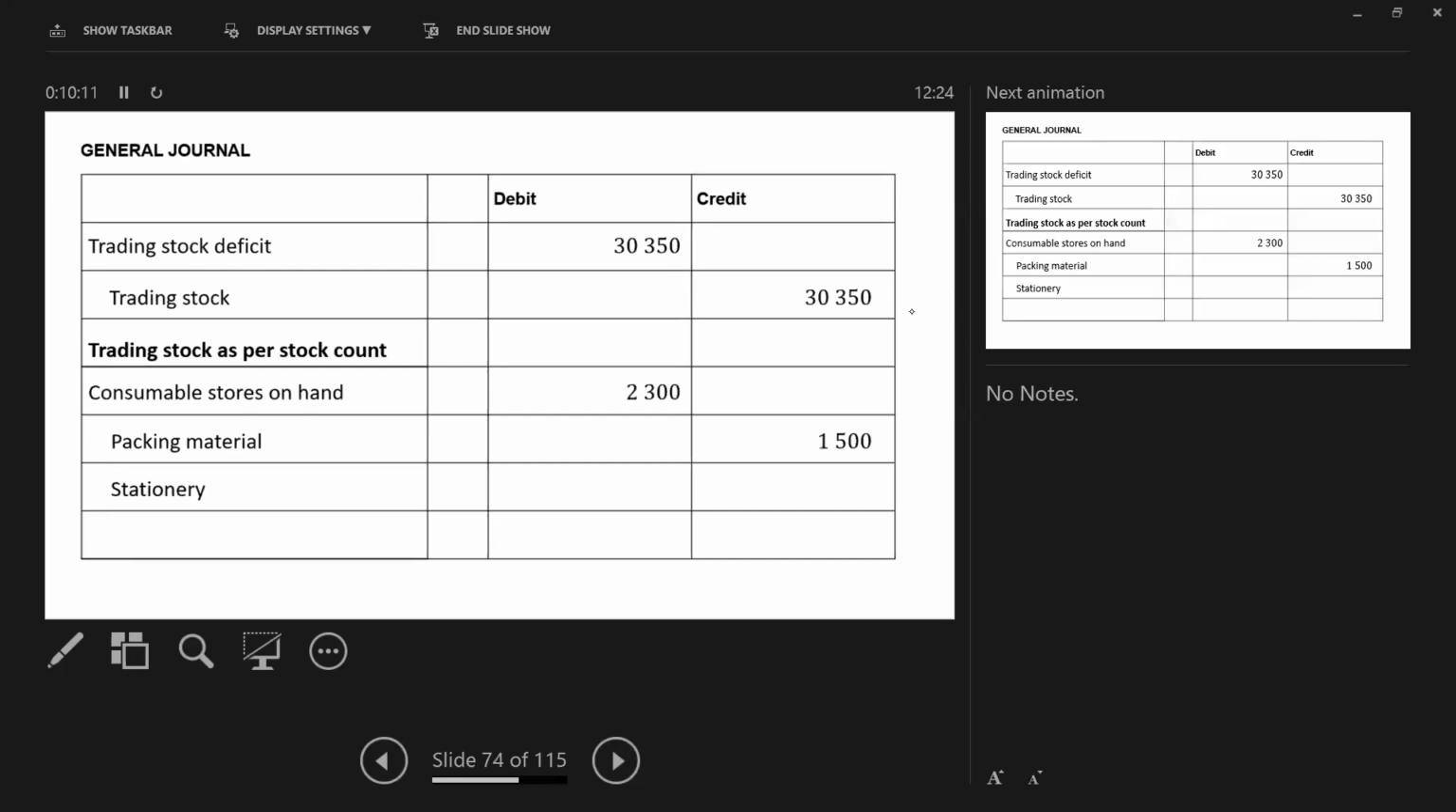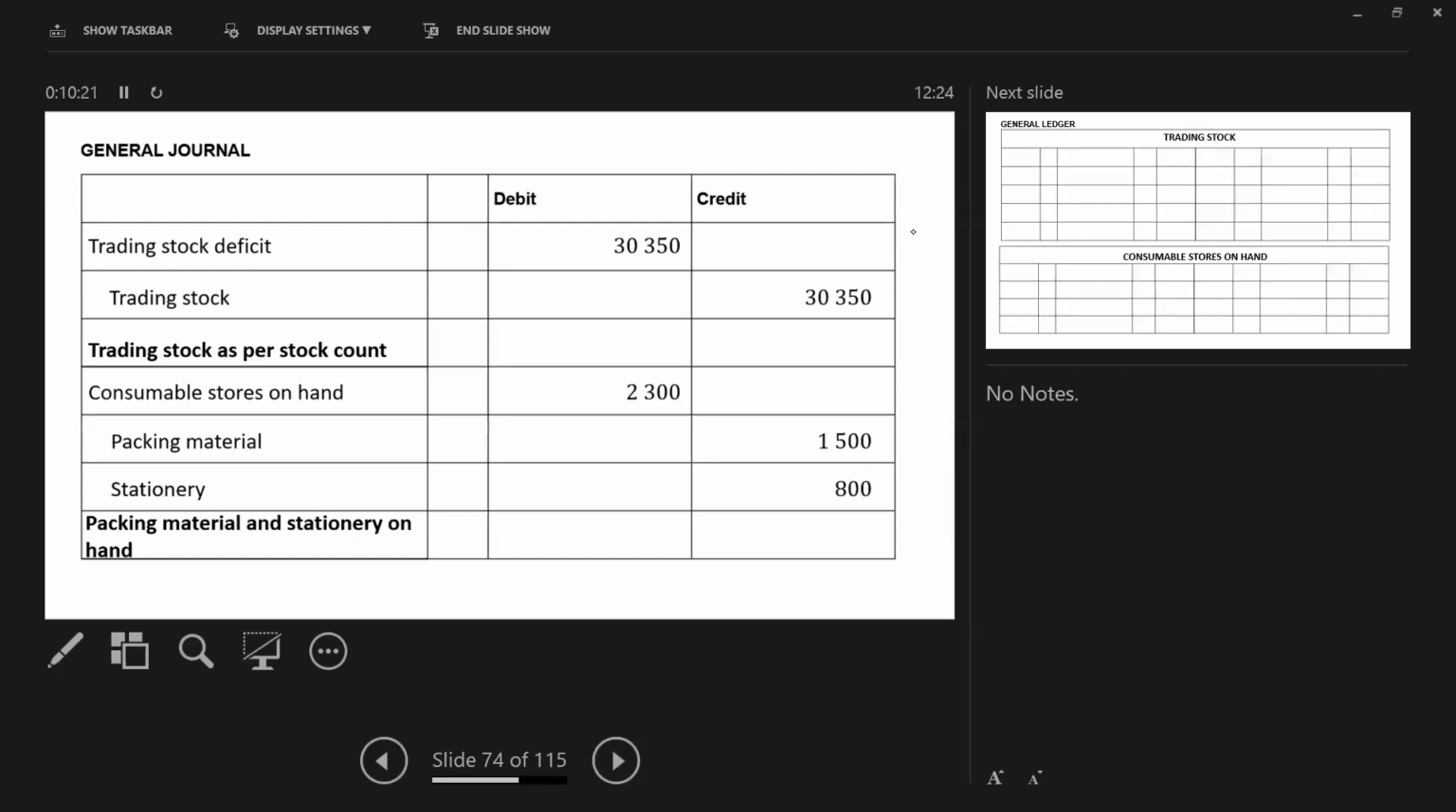Be careful when it comes to your stationery because you might be fooled by thinking that the stationery that we have in the trial balance is the only stationery that we've got. No, remember there was stationery that was unused in the previous financial year. The unused stationery from the previous financial year will form part of your stationery expense in the current financial year.